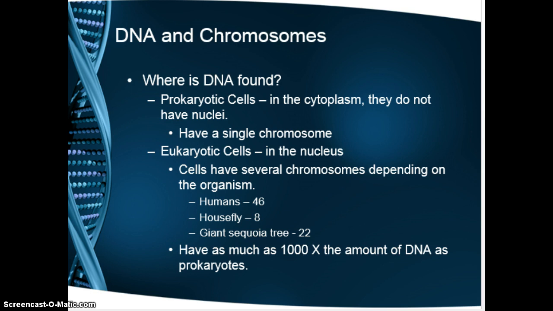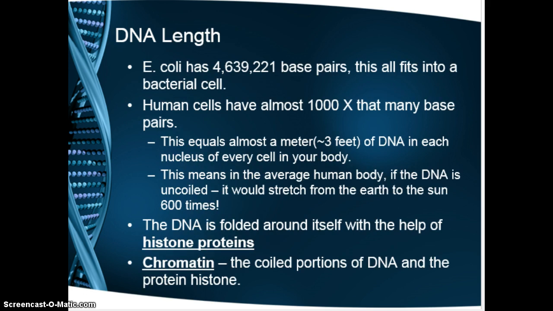The big key here is that eukaryotic cells have as much as 1,000 times the amount of DNA that a prokaryotic cell will have. So let's think about the amount of DNA that is actually contained in your cells. When we think about a prokaryote, E. coli has 4,639,221 different base pairs, and this all fits into one bacterial cell. While humans have almost 1,000 times that many base pairs.